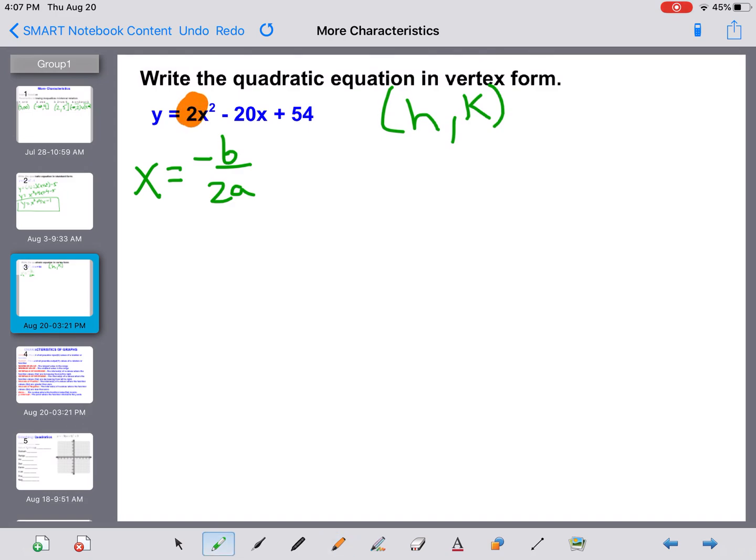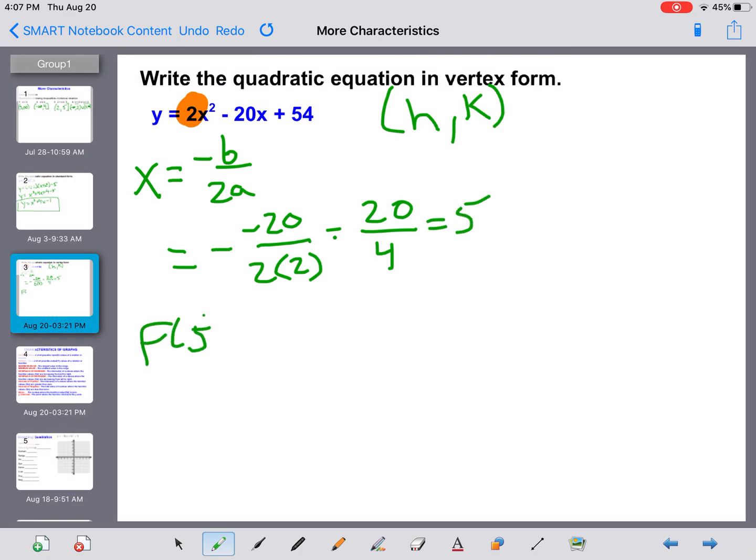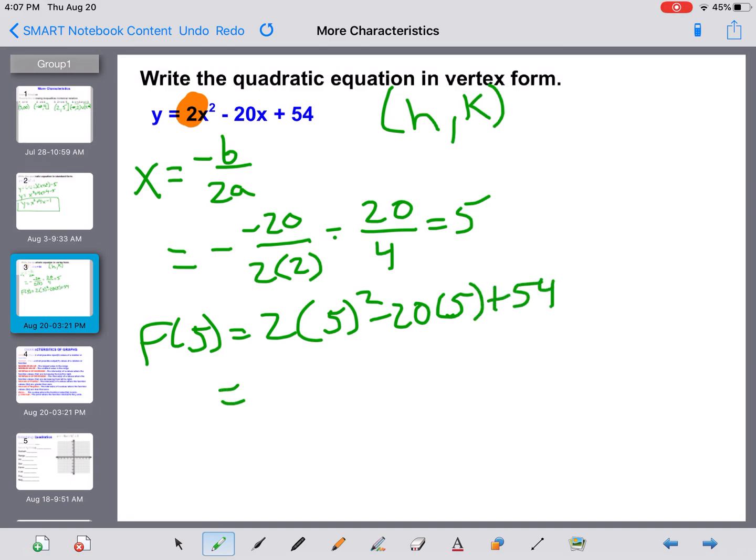So using negative b over 2a, we're going to say that this is negative 20 over 2 times 2. Two negatives make a positive, and we're going to get 20 over 4, which leaves us with 5. When we plug 5 back in, we're going to say 2 times 5 squared minus 20 times 5 plus 54. This is going to result in 50 minus 100 plus 54, which will result in just 4. So our h, k is going to be 5, 4.